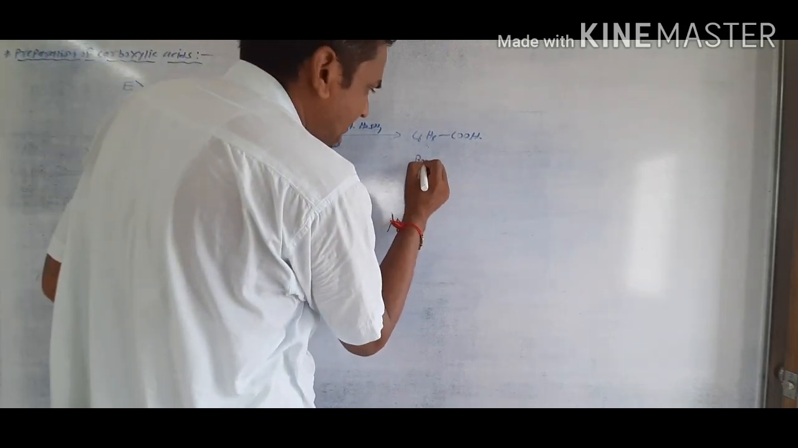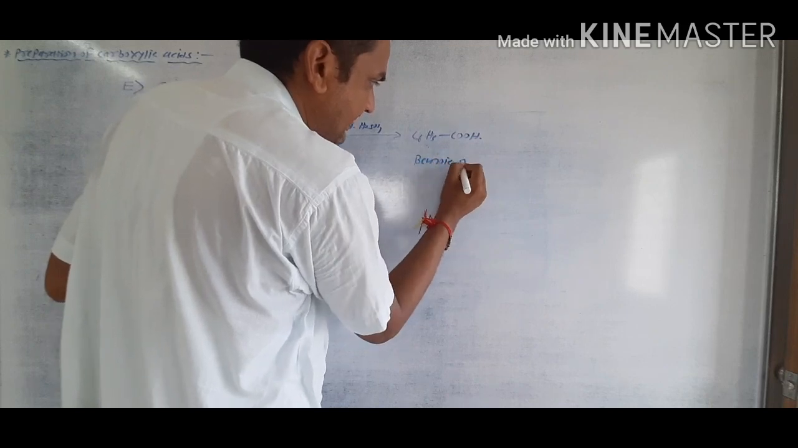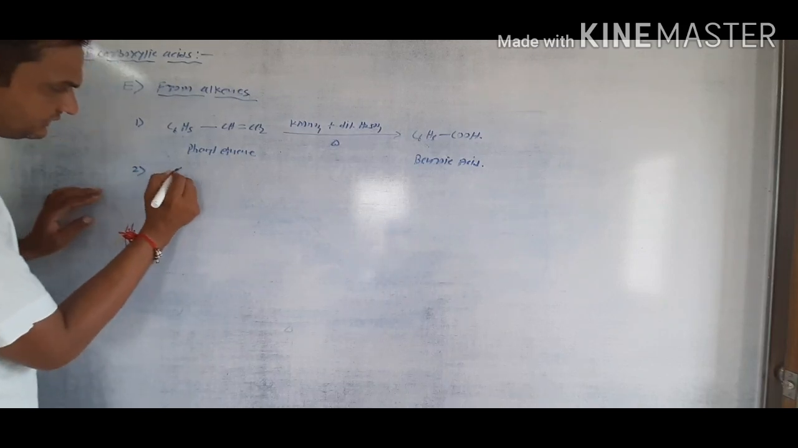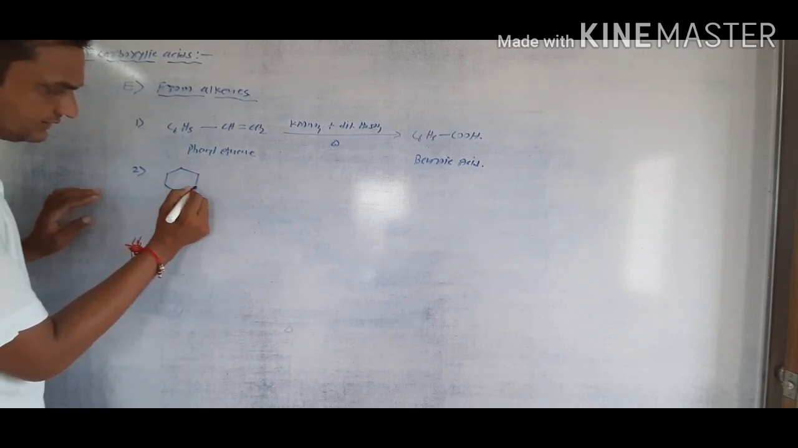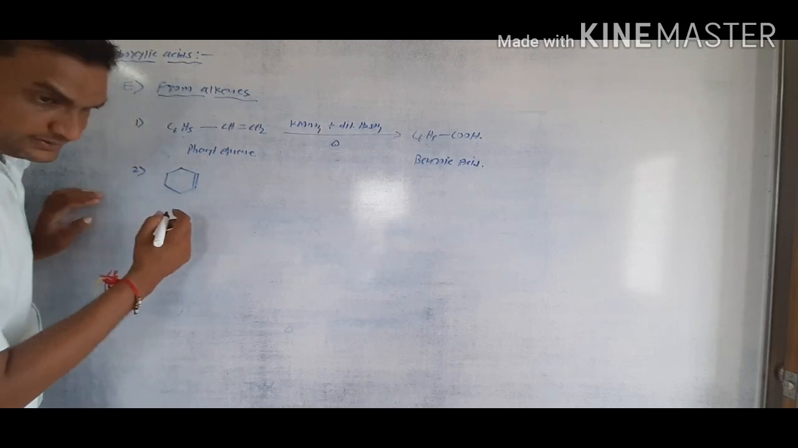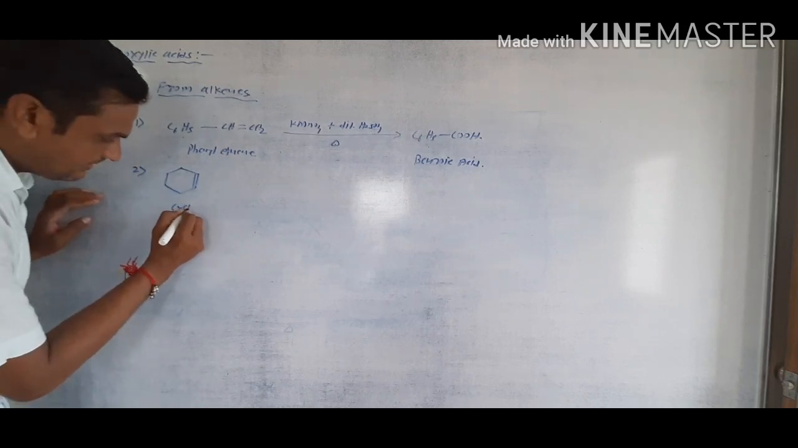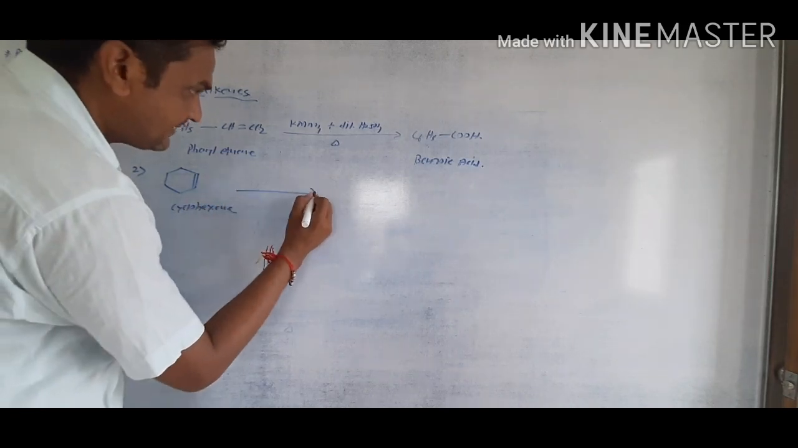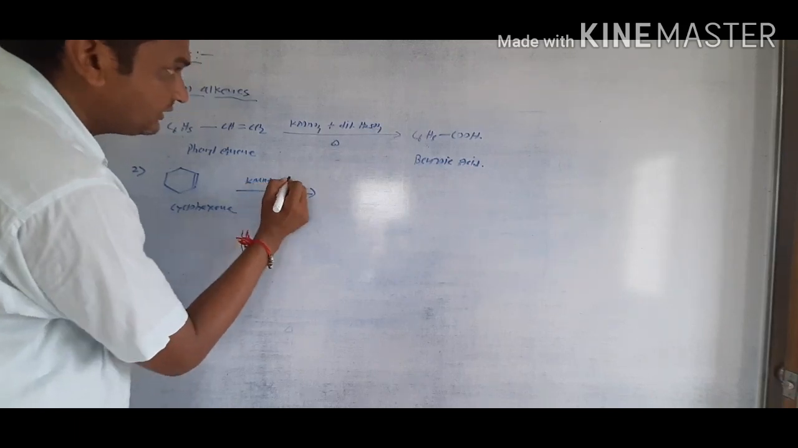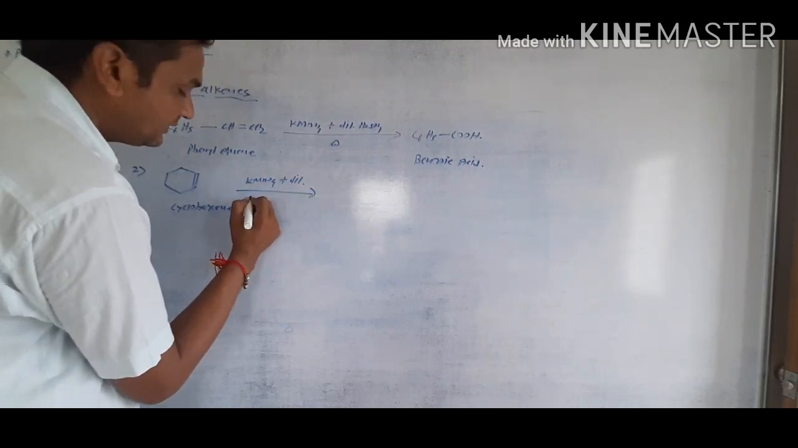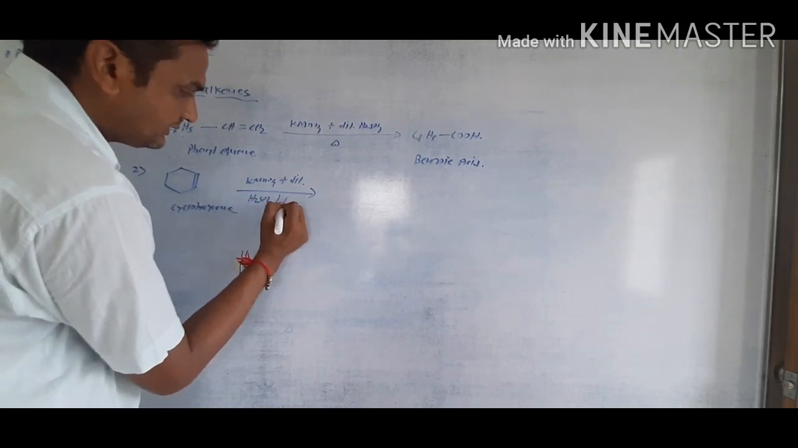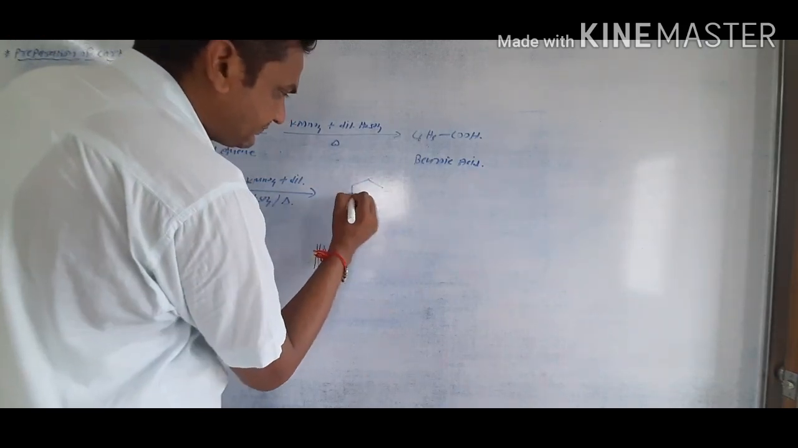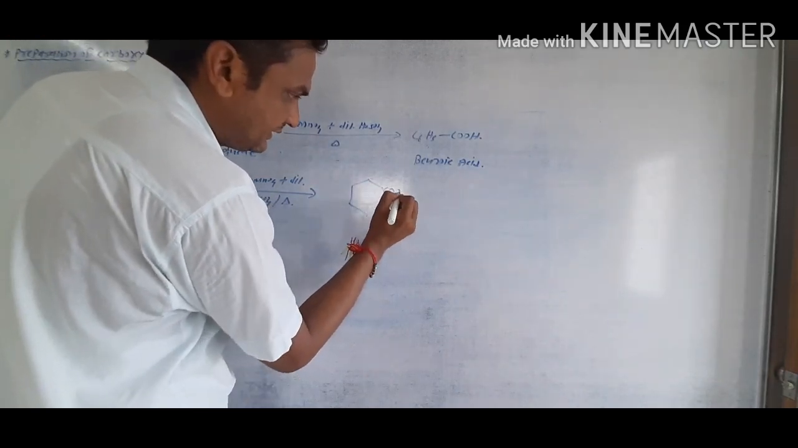This molecule is also benzoic acid. Second method, suppose that cyclic alkene, here it is cyclohexene, reacts with KMnO4 plus dilute H2SO4, then with some heat, it gives the COOH.